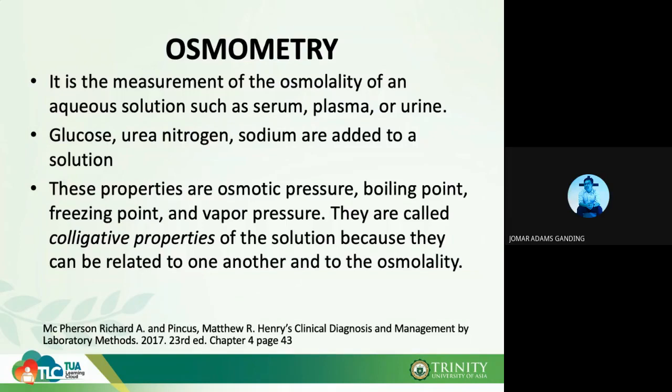Having mentioned that now, how do we measure osmolality? We measure osmolality by measuring your colligative properties. And what are these colligative properties? We have your osmotic pressure, your boiling point, your freezing point, and your vapor pressure. Collectively, they are called your colligative properties. These colligative properties are related to one another, but much more related to your osmolality. So in short, we are indirectly measuring osmolality using your colligative properties.